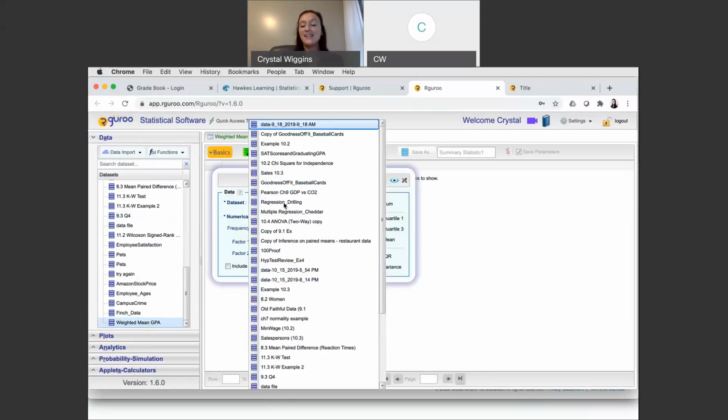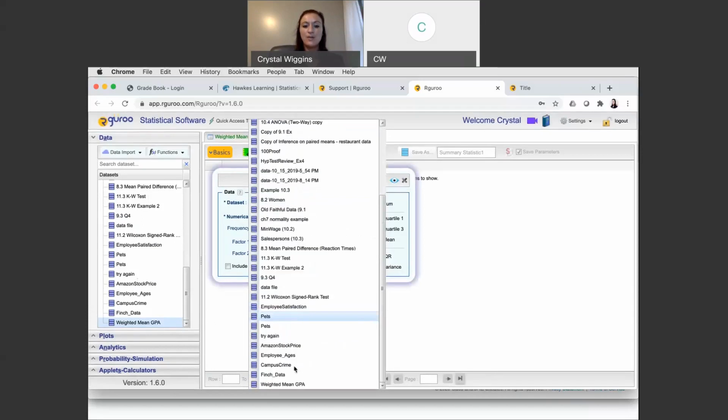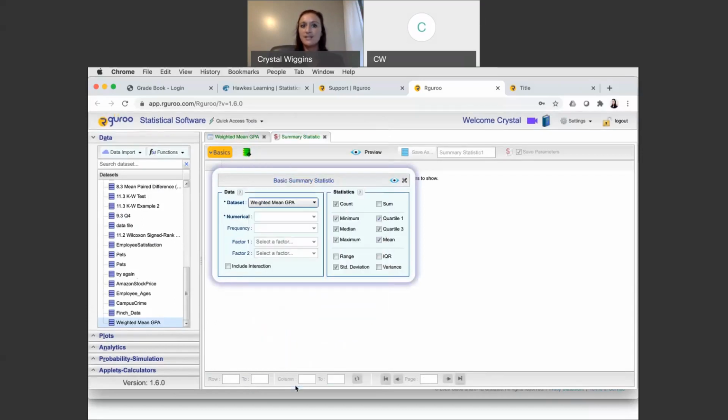And now when I hit select a data set, I went to functions, summary statistics, and now I have my entire list of data sets to choose from, which was what I was expecting the last time. I selected my weighted mean GPA. Now, numerical is the data, that's the grade points. The frequency is how often to apply the grade points to the calculation, and that's the credit hours in this case.